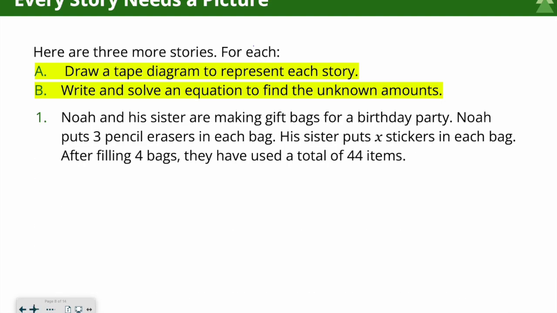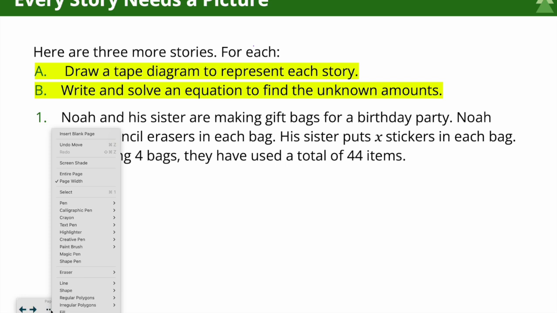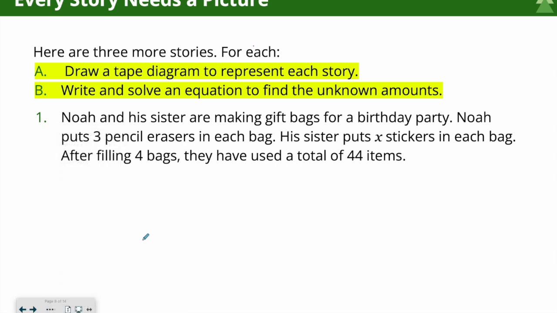Question 1. Noah and his sister are making gift bags for a birthday party. Noah puts 3 pencil erasers in each bag. His sister puts X stickers in each bag. After filling 4 bags, they have used a total of 44 items.